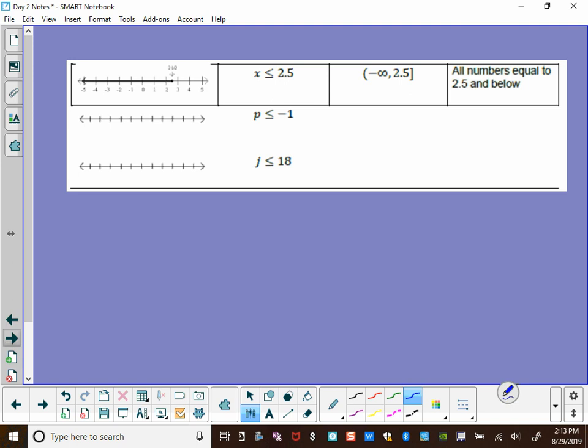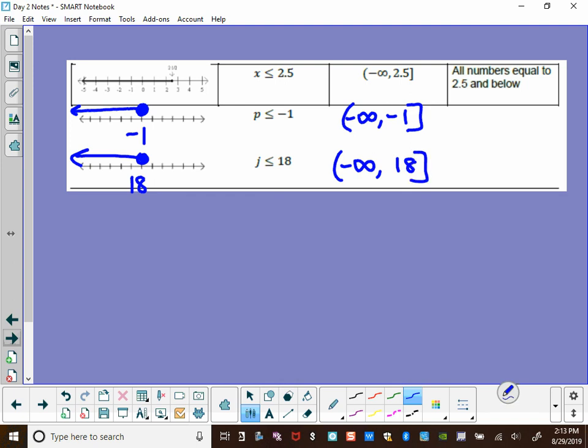And then the last few. -1 should be a closed circle going to the left. So I'm going to have negative infinity to -1. -1 is going to have a bracket because of the closed circle. And then 18. Closed circle to the left, so that means we have negative infinity to 18 with the closed circle. How did we do on those? Good. Let's have a quick check on the changes, the negatives and the infinities. Good.